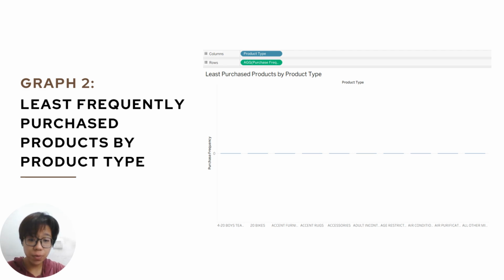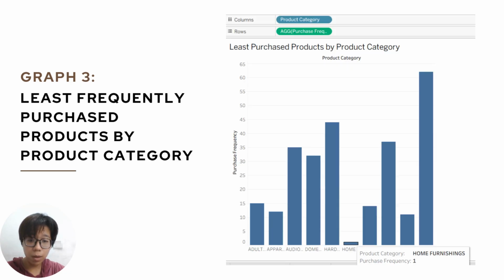Graph 2 presents the least frequently purchased products by product type. While this graph shows many products recorded zero purchases, the large number of such items makes the result difficult to interpret clearly. Therefore, the most important insight comes from Graph 3, least frequently purchased products by product category. This graph provides a clearer overview and shows that home finishing had the lowest purchase frequency with only one recorded purchase. This suggests that certain product categories have very low demand and may require improved marketing strategies or inventory review.